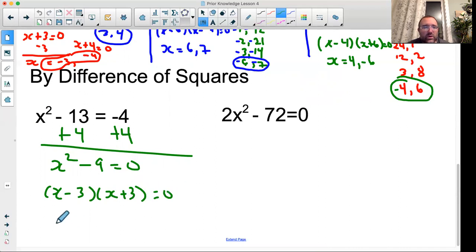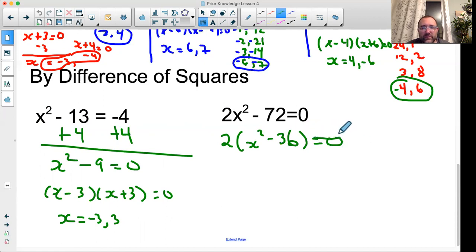Are we done? No. We have to say x equals negative 3 and positive 3. Negative 3 comes from here, positive 3 comes from this one. In this case, is there any grouping that is common here? Of course, divide by 2, so factor out the 2. So x squared minus 36 equals 0. Now you're just focusing on bracket 1. Okay, so two brackets, both equal to 0.